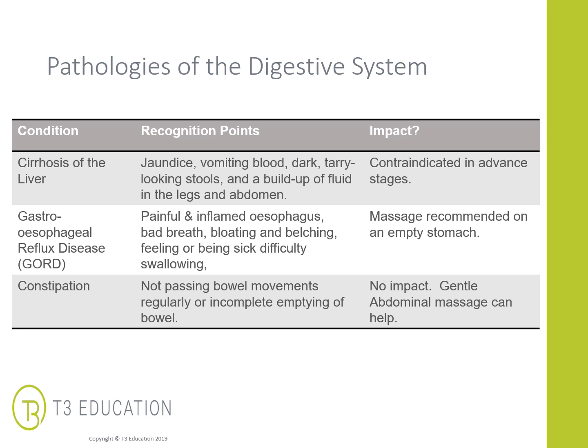Next up we have GORD, which is gastroesophageal reflux disease. This one's much more common, and this is where we get a painful and inflamed esophagus. Sometimes it can be accompanied with bad breath, burping, bloating, feeling sick, swelling of the stomach, difficulty swallowing due to that acidity and that wearing away of the tissues in the esophagus.